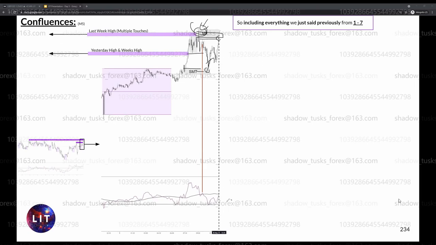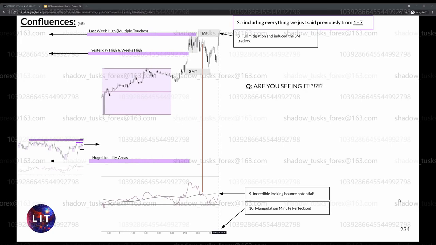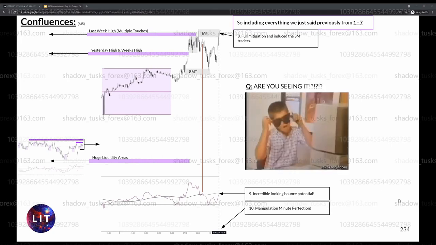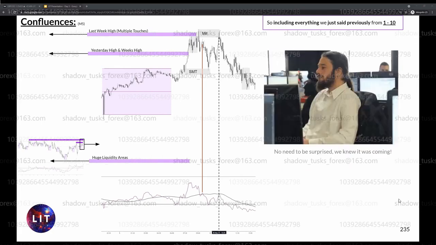When does it happen? Magic manipulation minutes. What is going on here? It creates a perfect leg as well, right? So full mitigation, inducement of the smart money traders, leg, timing, and of course you're trading away from a weekly perspective liquidity area. So are you seeing it yet? And of course you should be dancing like this already. Of course, we're getting a final move for this day.